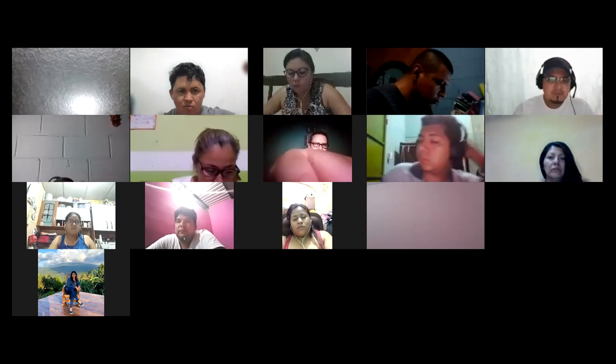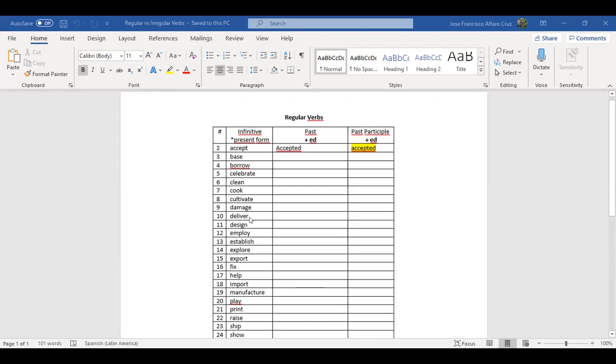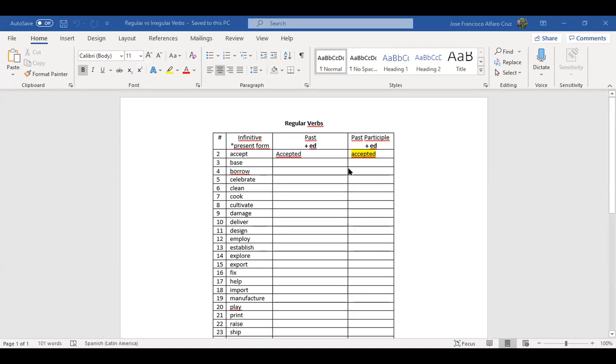But the one that we're supposed to be working on es esto, mire. ¿Qué función cumple el pasado simple? El infinitivo dijo que era el presente, ¿verdad? El pasado simple es para lo que estamos viendo ahorita, para el pasado, o sea, neto. Acciones completas, completadas. Y el participio es para la voz pasiva. Correcto.